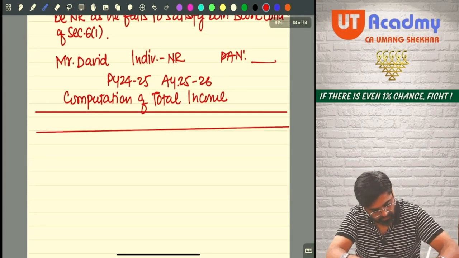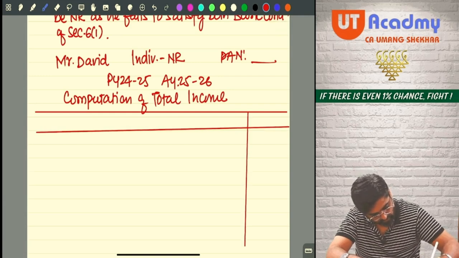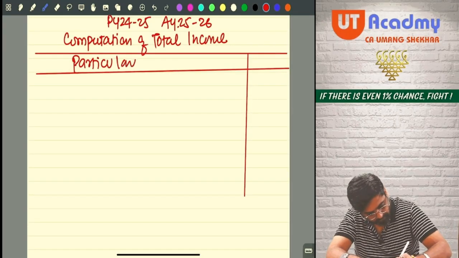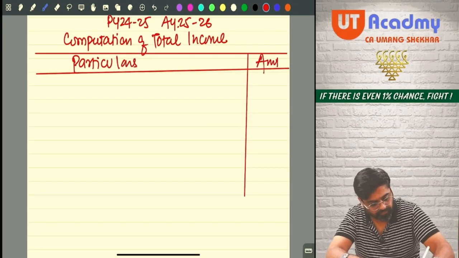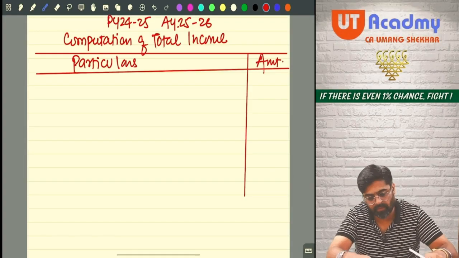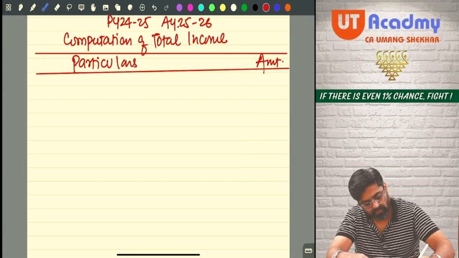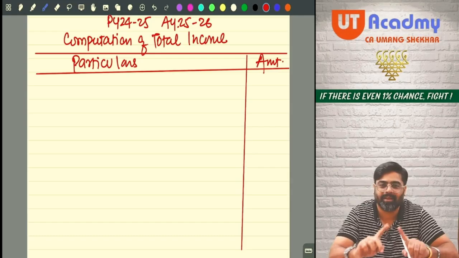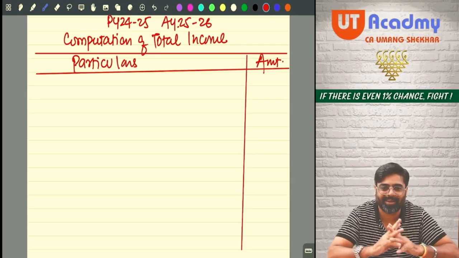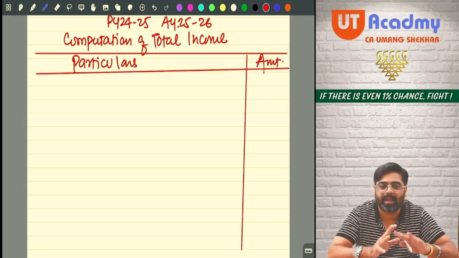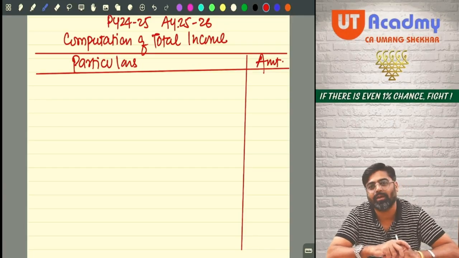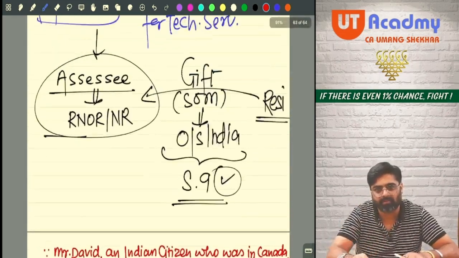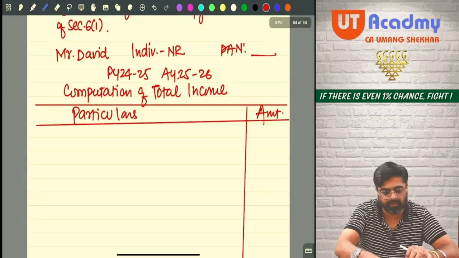Now what I will do? I will write down particulars and I will write down amount. First thing, someone tell me, what I will write? I will write down salary. In the bracket, I will write down deemed to accrue or arise in India under section 9, and amount 5 lakhs. Sure? Second point. What is the second income? Go and see.